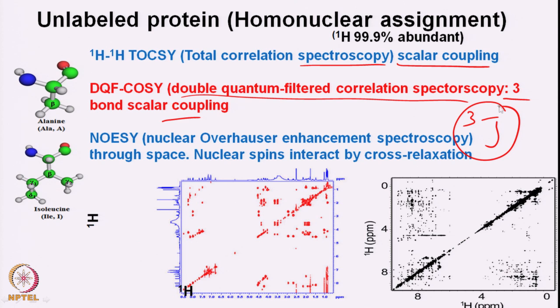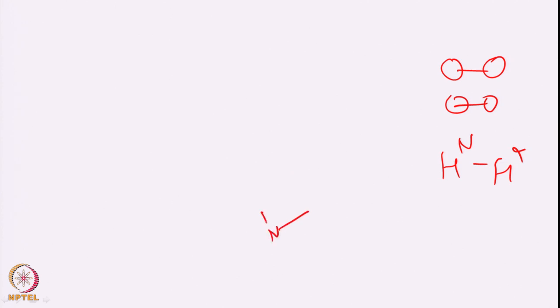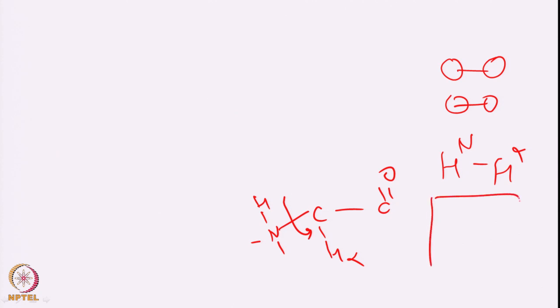So, just in a moment I will give you some hints for that. With DQF COSY, you can essentially measure the coupling constant by looking at the splitting pattern. You can measure something called the HN-H alpha coupling constant. If you remember where the HN and H alpha are in the polypeptide chain, this gives you a torsion angle. If you remember your Ramachandran plot, phi and psi, this gives you the phi value.